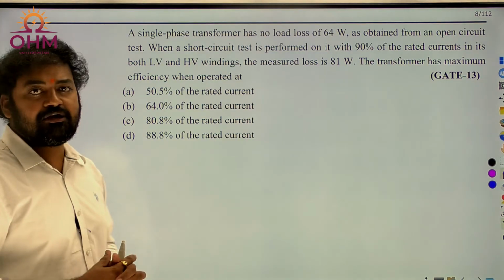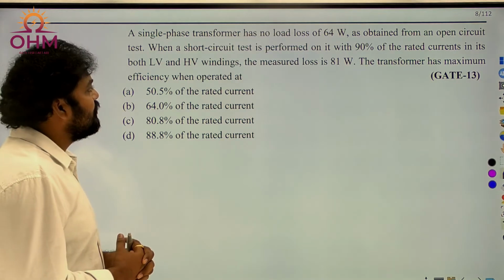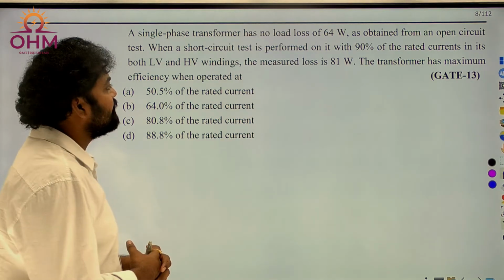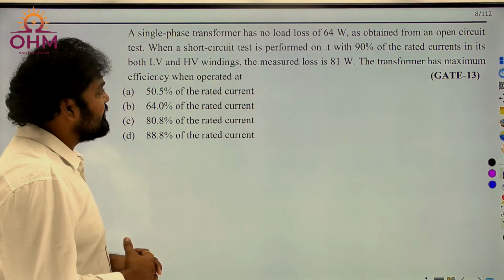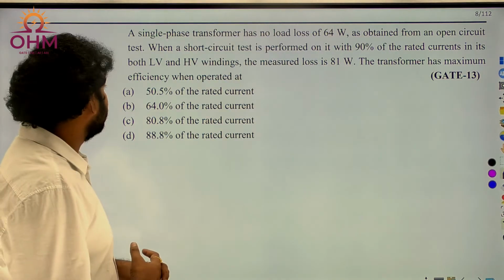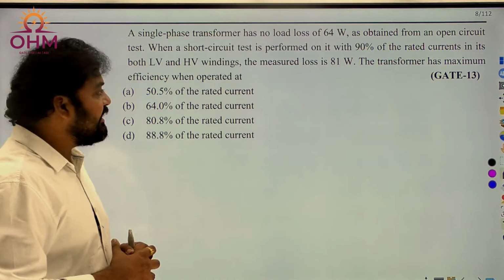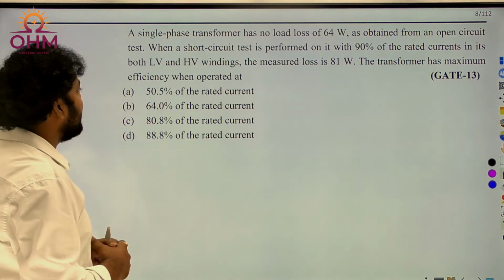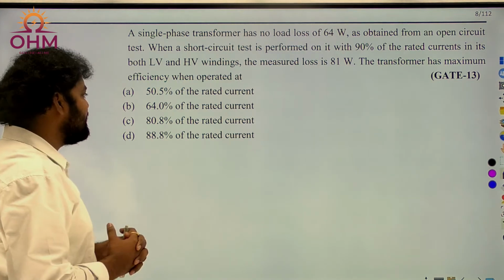This is a question from the GATE 2013 paper. A single phase transformer has a no load loss of 64 watt as obtained from the open circuit test. When a short circuit test is performed on it with 90% of rated current on its LV and HV windings, the measured loss is 81 watt. The transformer has maximum efficiency when operated at how much of the rated current?